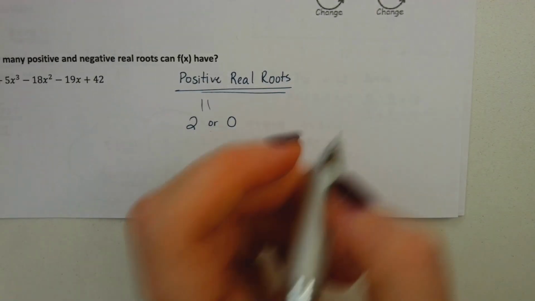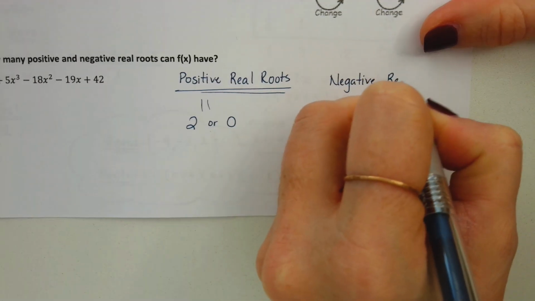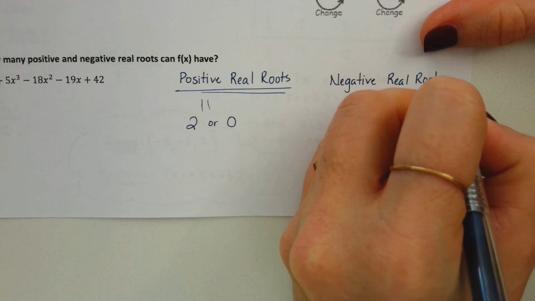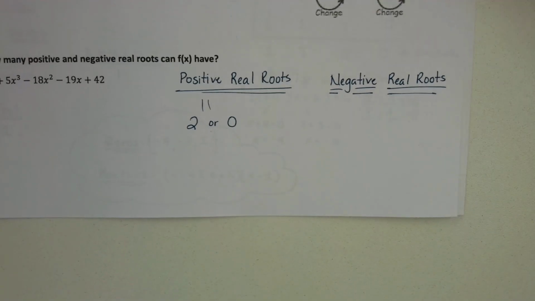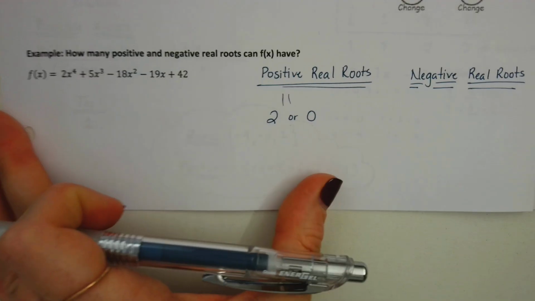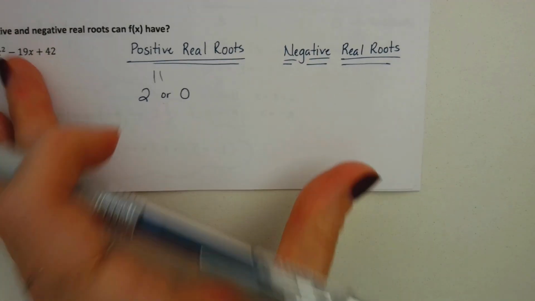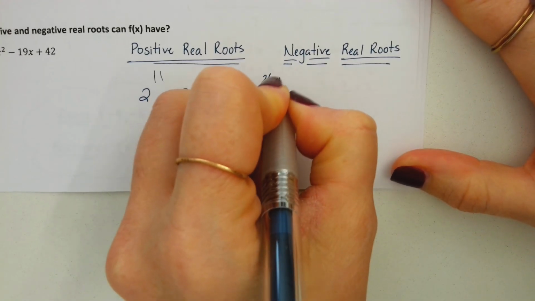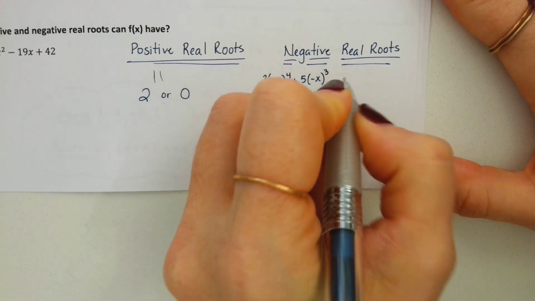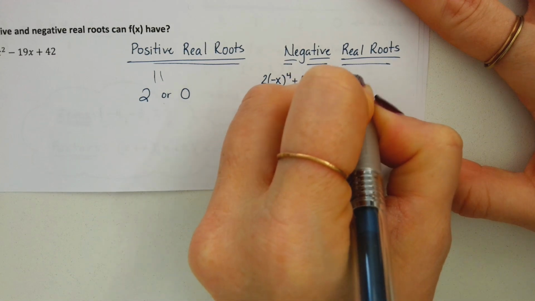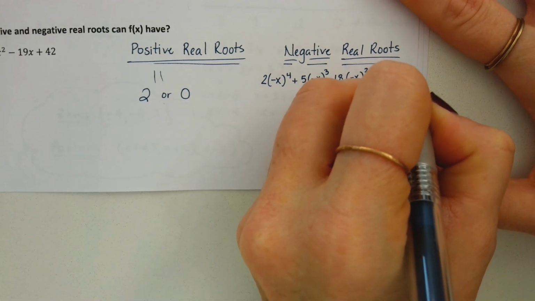For negative real roots, the first thing we need to do is evaluate this function for negative x, meaning plug in negative x everywhere we see an x. Here, here, here, and here. Plugging in negative x, we'll have 2 times negative x to the 4th power plus 5 times negative x to the 3rd power minus 18 times negative x squared minus 19 times negative x plus 42.